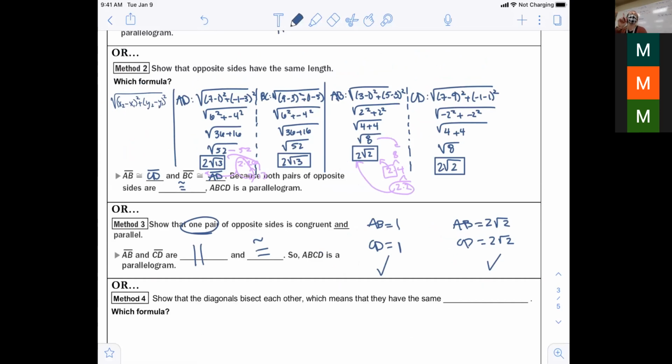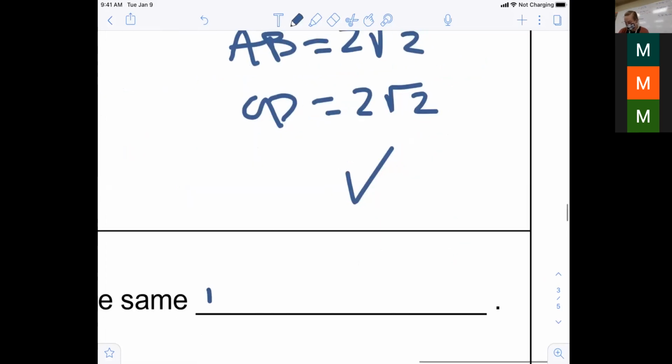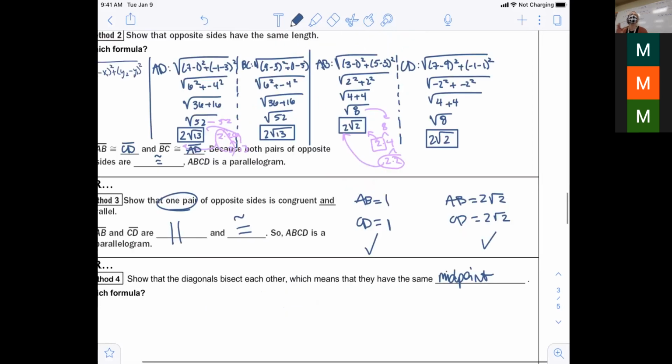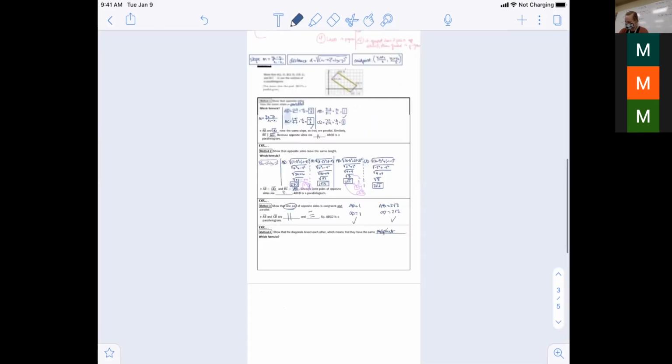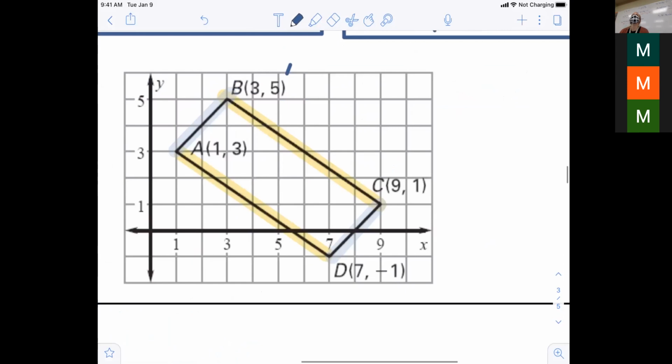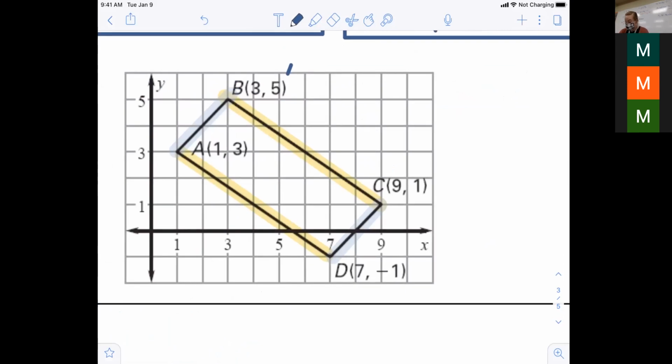Now I've got one more formula I've got to use. I've got to use the last one we haven't touched yet. To show the diagonals bisect each other, that means that they have the same midpoint. So I'm going to use my midpoint formula, and I've got to find the midpoint of these diagonals. But wait, team timeout. What are the diagonals? What's the diagonal? Which 2 points am I using to do one diagonal? B and D, and A and C.